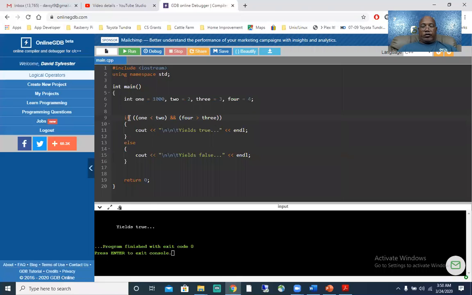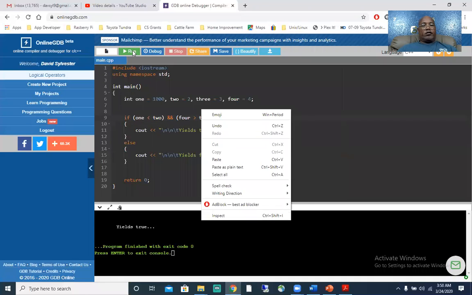Because what I'll do is take them off like this, and then I'll run it. So I got this enclosed and this enclosed. But I'm telling you, I will get an error because this if statement will try to look at only this as being part of the if logic, but when it sees this, you're going to get an error. So let's run it.